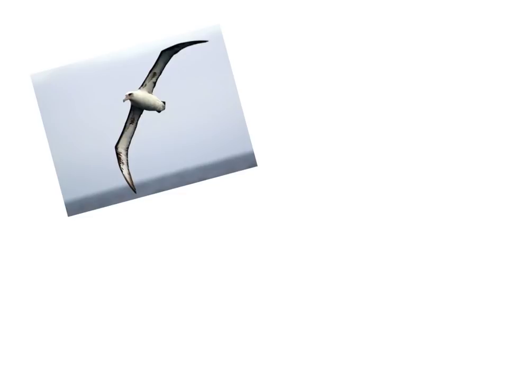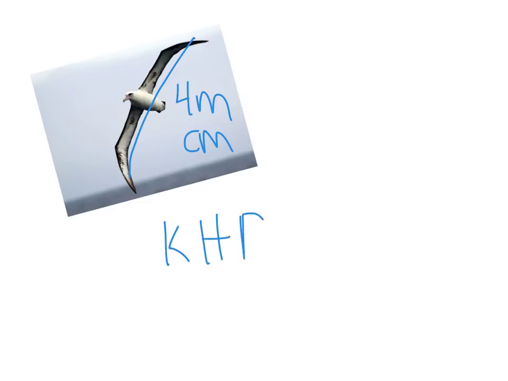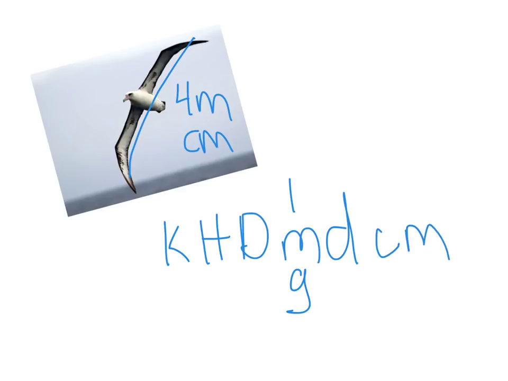Okay, so back to our bird, our albatross here. This albatross has a 4 meter wingspan, and we want to know how many centimeters this is. Well, if we write out our little thing, King Henry died Monday. Remember, this could be grams or it could be liters. Drinking chocolate milk. We want to see where we're going in between.